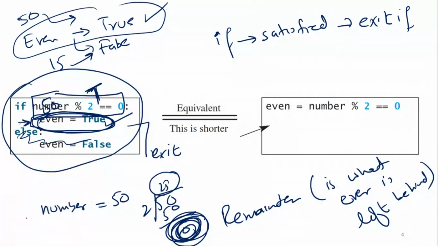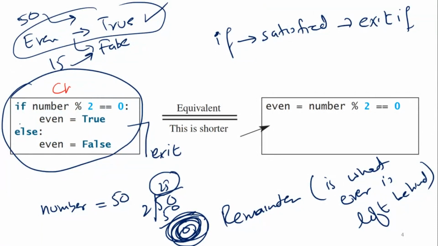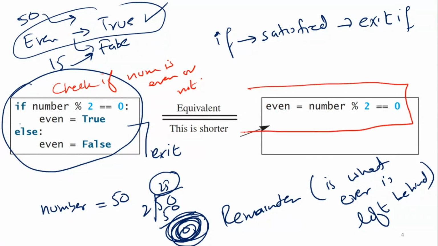Do you understand this code? Is there any question in it? So this code is to check if the number is even or not. Now let's see this code. Let's say the number is 15. Is this statement true or false? Yes, this is false. So that is the value for even.